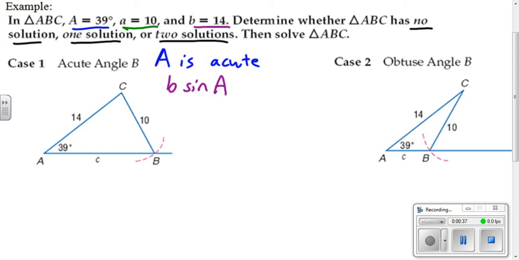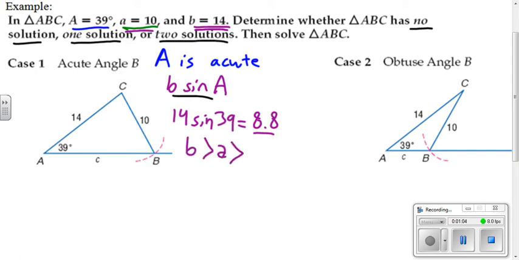Again, to do that, first thing we're looking for is B sine A. We know that our B, as we said, was 14 times the sine of A is 39. So B sine A is going to come out to approximately 8.8. So if our B is 14, our A is 10, and our B sine A is 8.8, we can say B is greater than A, which is greater than B sine A, in which case we have a situation of two solutions.